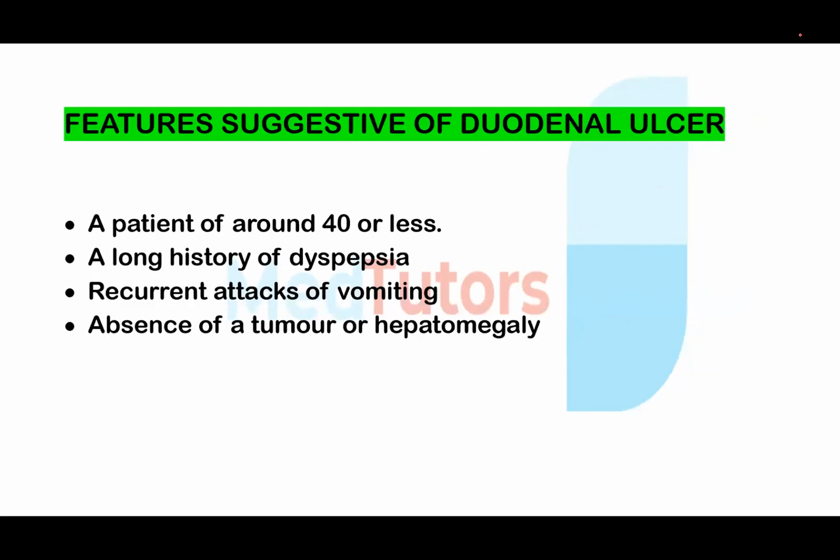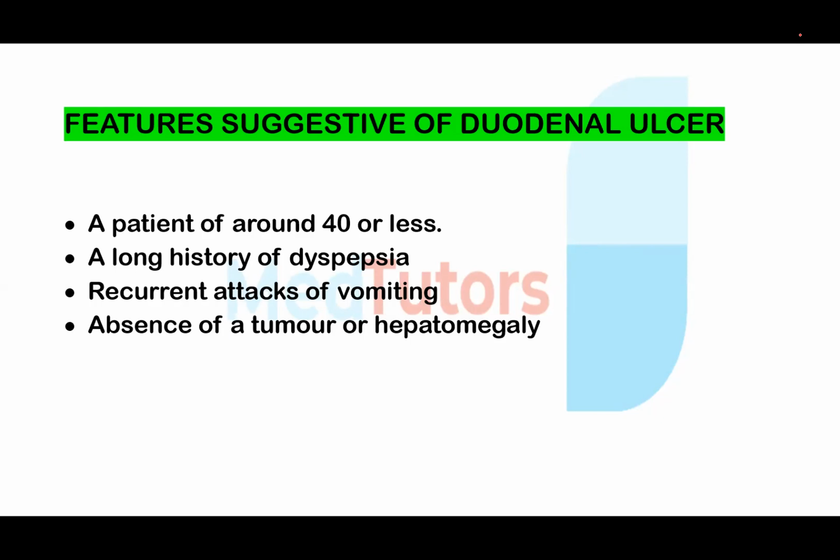So it's described as a stomach that is filled, seen, or heard. Now, these GOO may be from duodenal ulcers. The features suggestive of duodenal ulcers include a patient of around 40 or less. When you see a younger patient presenting with GOO, it's more likely to be benign from PUD than cancer. A long history of dyspepsia, because the natural history of peptic ulcer disease or duodenal ulcer is they will have recurrent dyspepsia for a long time.